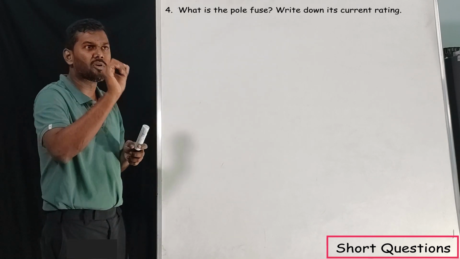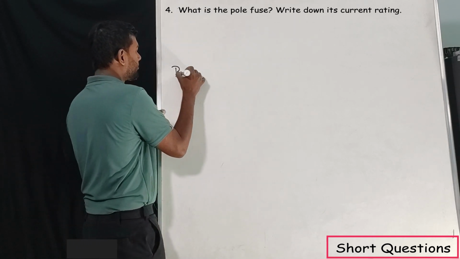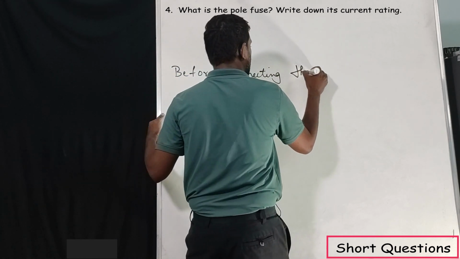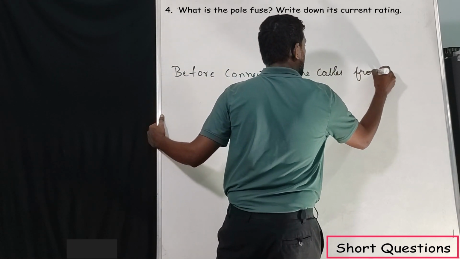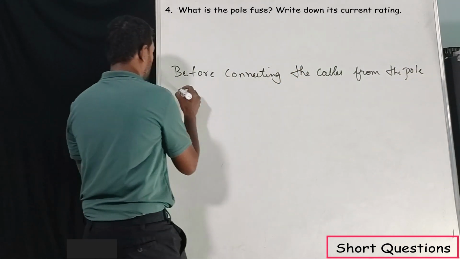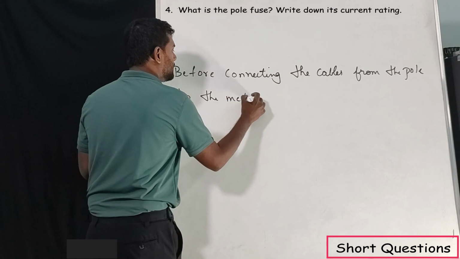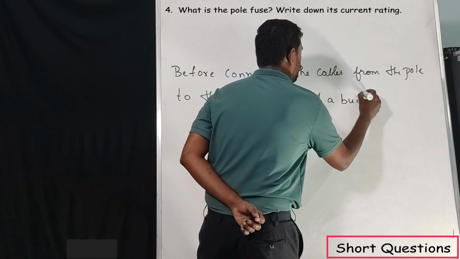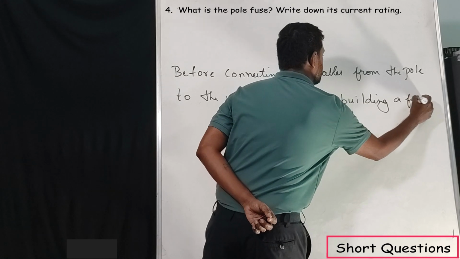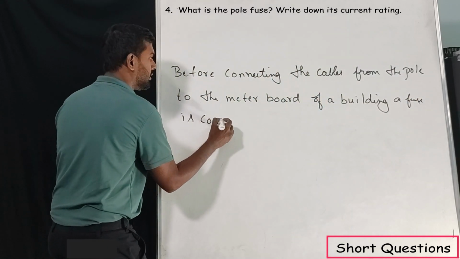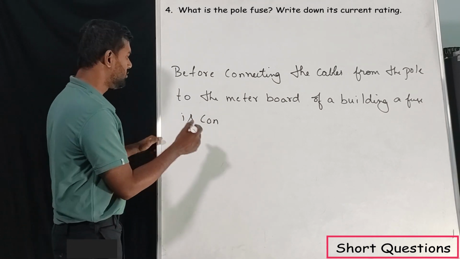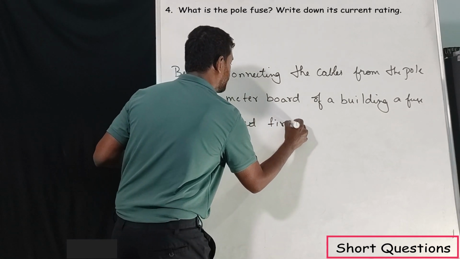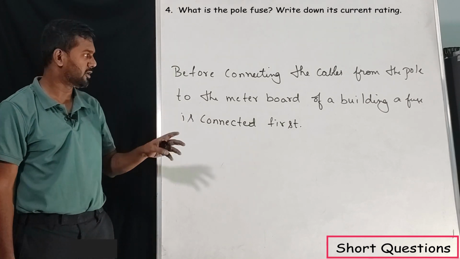See, I'll teach you. Before connecting the cables from the pole to the meter board of a building, a fuse is connected first. This fuse is called pole fuse. I know you did not understand anything.